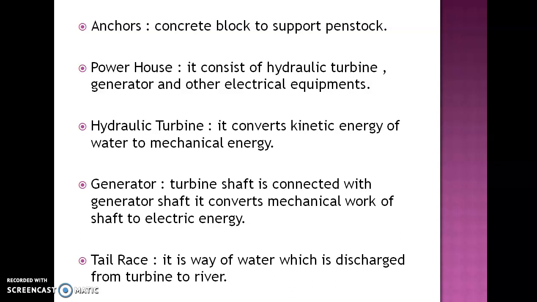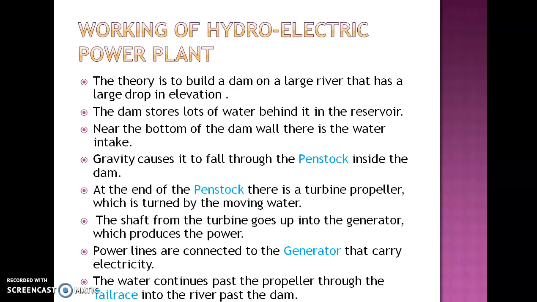Generally the Pelton wheel, Kaplan turbine and Francis turbine are the turbines commonly used in a hydroelectric power plant. Now what is the generator? The turbine shaft is connected with the generator shaft and it converts the mechanical work of the shaft into electrical energy. What is the tail race? The way by which water is discharged from the turbine to the river is called the tail race.